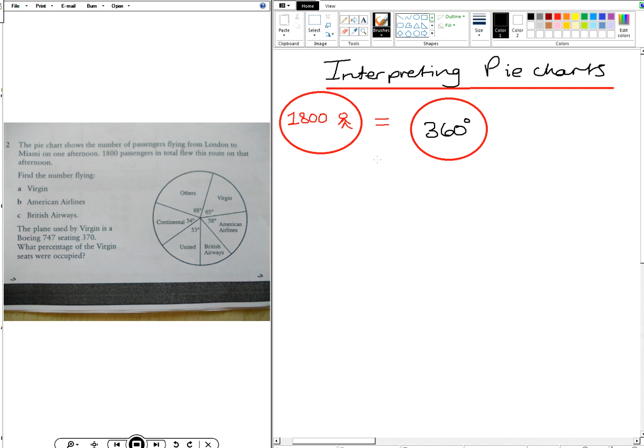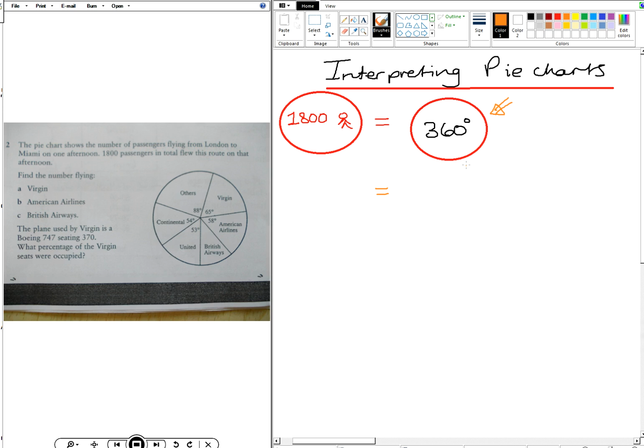So we need to now work out, what are we trying to work out? Where do we start this question? Come on, give me an idea. Do we start with the people? Do we start with the degrees? We start with the degrees. Why do we start with the degrees? Because the question has started with degrees. So we need to change degrees into people.